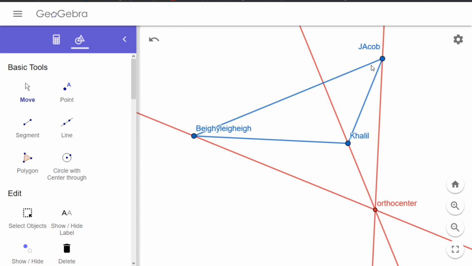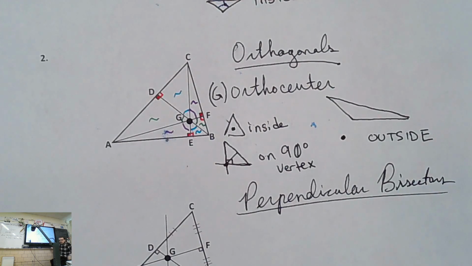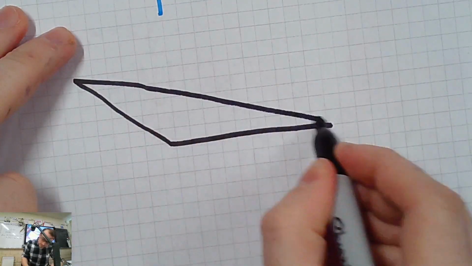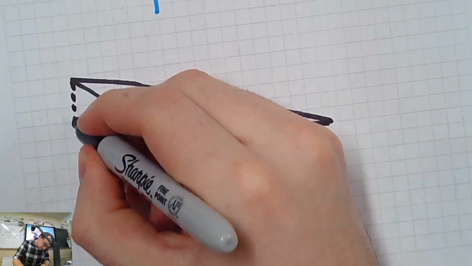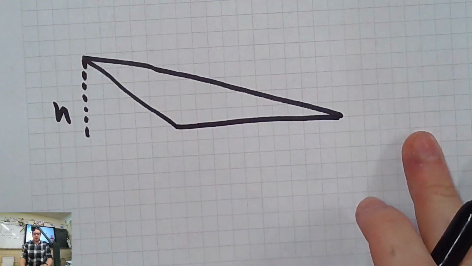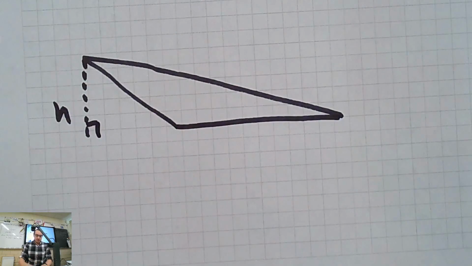Here's why. The height of this triangle is right here, between here and here. You guys see that? That's the height of the triangle. You ever seen a diagram like that? Let me draw it out for you. If you have an obtuse triangle, here's an obtuse triangle. The height of this triangle is here. Right? Does that make sense? So the orthogonals are the heights.